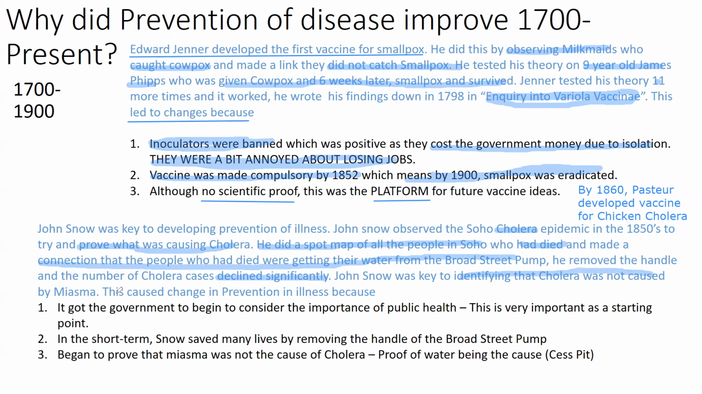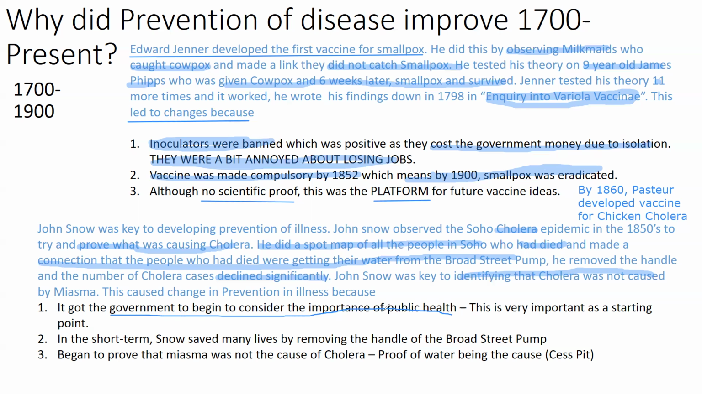How did this cause prevention of illness to change? One, it got the government to begin considering the importance of public health. The government had a laissez-faire attitude. Some people say that Jon Snow's work began to get the government thinking. They don't think it was a reason why it caused instant change, but in the long term it got the government to consider public health acts. In the short term, Snow saved lots of lives by removing the handle of the Broad Street pump. However, the government did put the handle back on not long after, and that did lead to further cases.